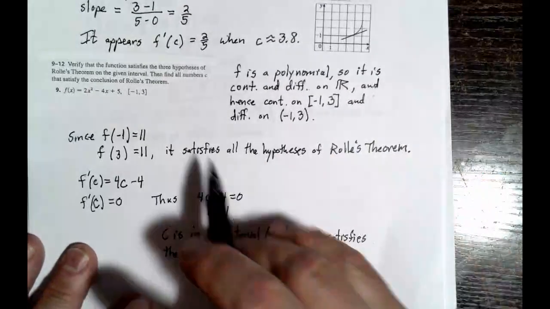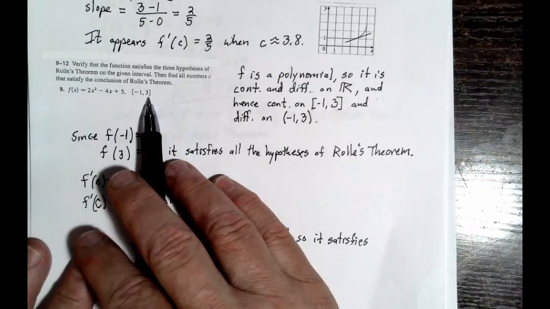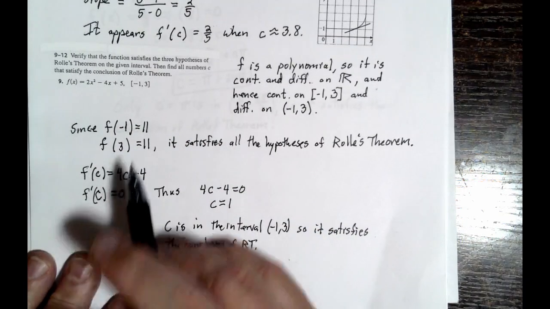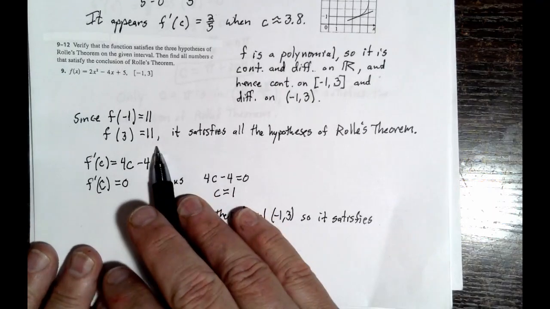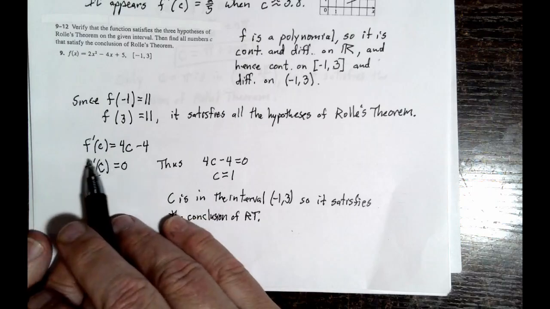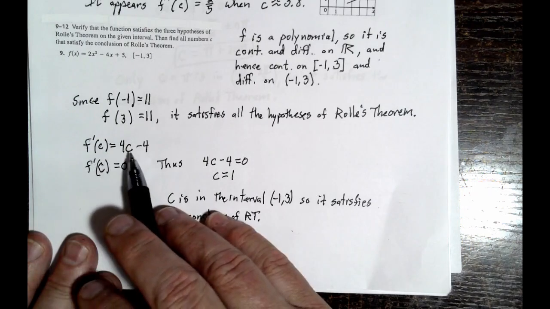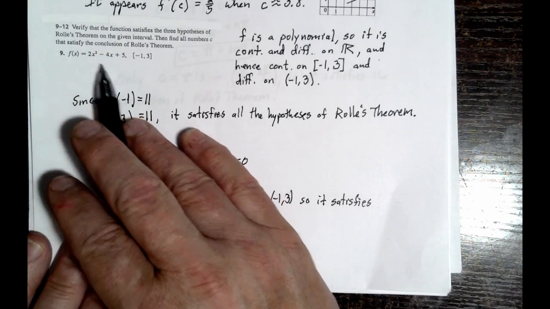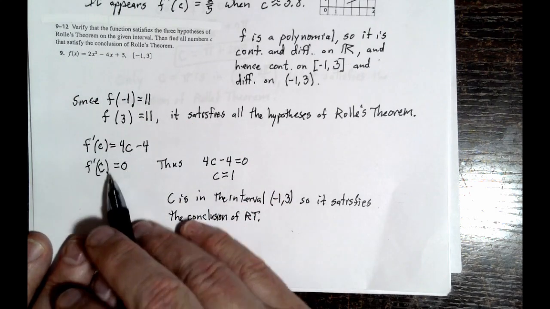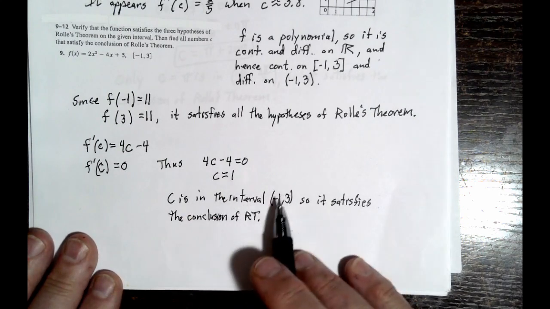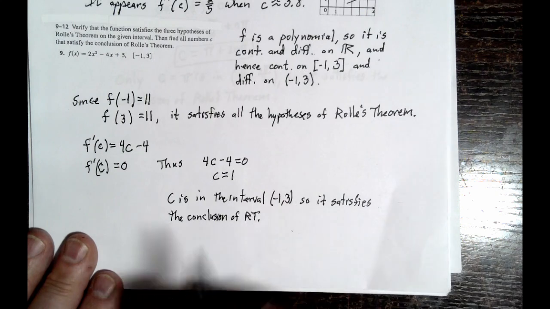Number 9, they give you a polynomial and they give you an interval, and we know that it's continuous on that closed interval and it's differentiable on the open interval. When you plug the endpoints into the function, you get the same y value, so it satisfies the hypothesis of Rolle's theorem. Now there must be some number c such that f prime of c equals 0. Well, f prime of c equals the derivative, which is 4x minus 4 with a c in there instead of an x. When we set that equal to 0 and solve it, we get c equals 1. Since 1 is contained in the interval from minus 1 to 3, it satisfies the conclusion of Rolle's theorem, or RT.